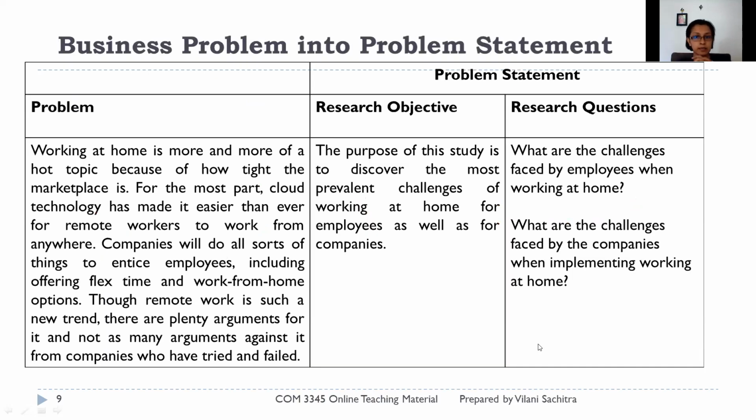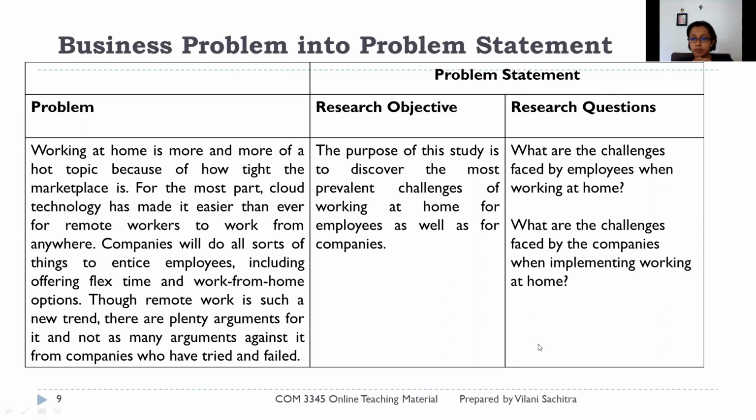First we discuss a business problem and try to convert it into a problem statement. I told you that the problem statement gives a brief description of what your study is about and what the purpose of your study is. So it includes the research objective. Objective means the purpose, why you are going to do it, what your intention is. So all the details are included in the problem statement. Let's see this example.